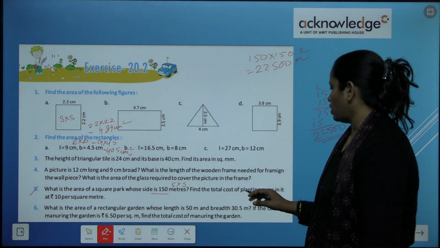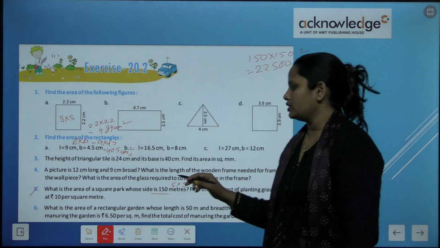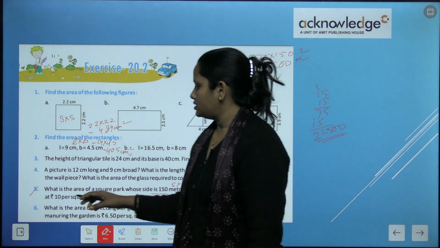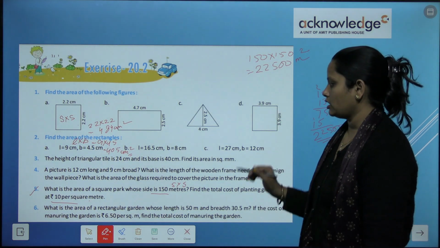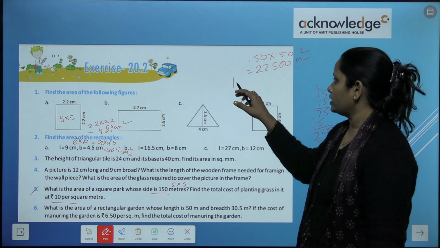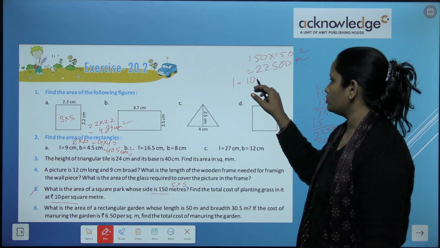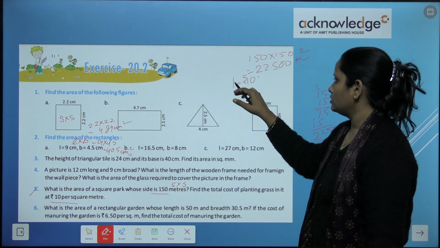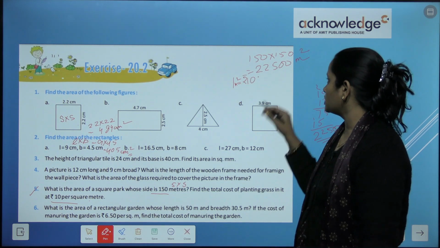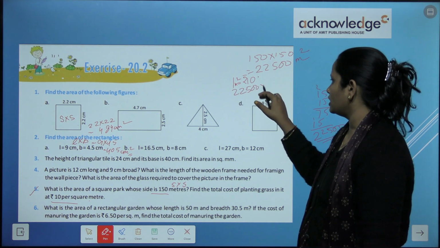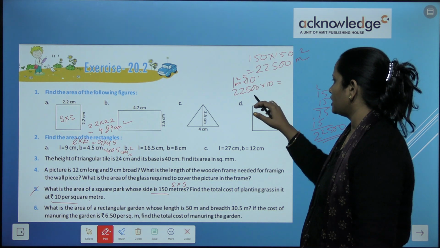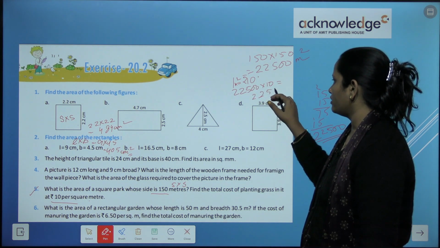Now find the total cost of planting grass in it at 10 per square meter. अब 10 per square meter हमें grass लगाना है. So 1 के लिए we use 10 rupees. 1 meter square के लिए हमने 10 यूज किया है. तो 22500 के लिए हम 10 से मल्टीप्लाई करेंगे.